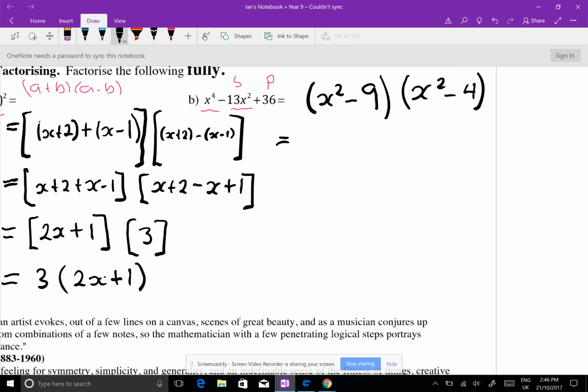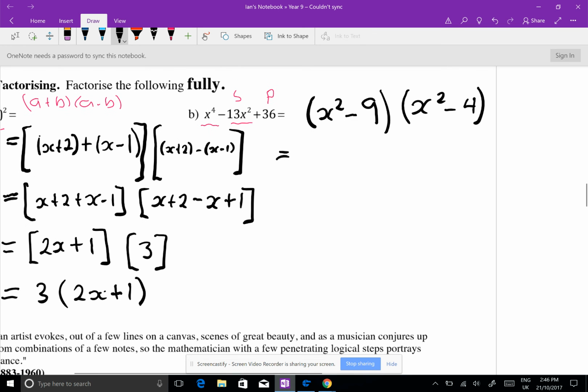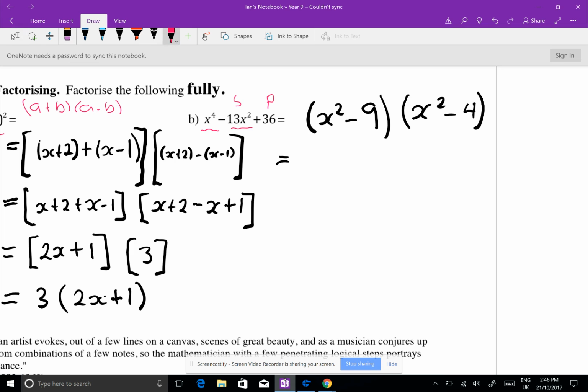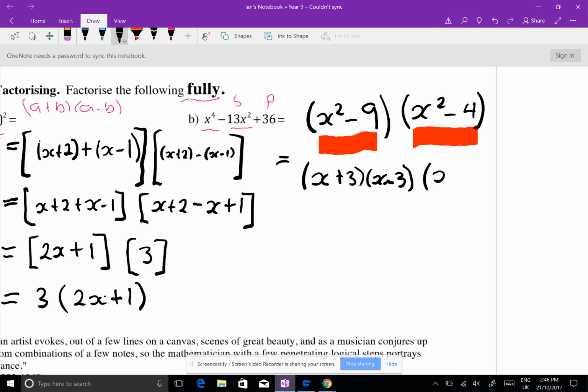Now, you might think, oh, you factorised it. Yes, I have. But you'll notice here that I wrote factorise fully, and I'm in bold and I made it bigger, because I can take this a bit further, because now I've got the difference of two squares in both of these. So I can go a bit further. So this is going to be x plus 3, x minus 3. And this one's going to be x plus 2, x minus 2.